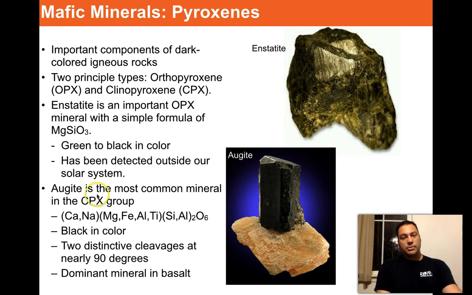The other mineral that is really neat in the system is augite. Augite is the most common mineral in the CPX group, which is a clinopyroxene. So the chemical formula is this really nasty thing right here. Don't worry about this too much, but here's the mineral, augite. It tends to be black in color, with two distinctive cleavages at nearly 90 degrees. You can't really see those cleavages here because the mineral is so pristine. But if I was to take a hammer and shatter it, you'd see it. And what's really important about this is it's the dominant mineral in basalts. This is the reason why basalt tends to be black in color. It's because of this mineral augite.